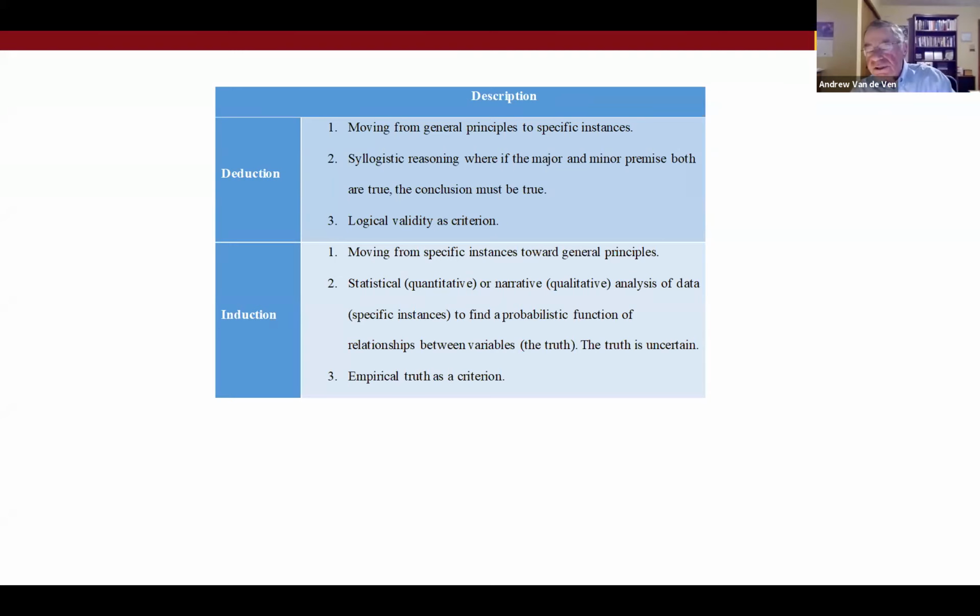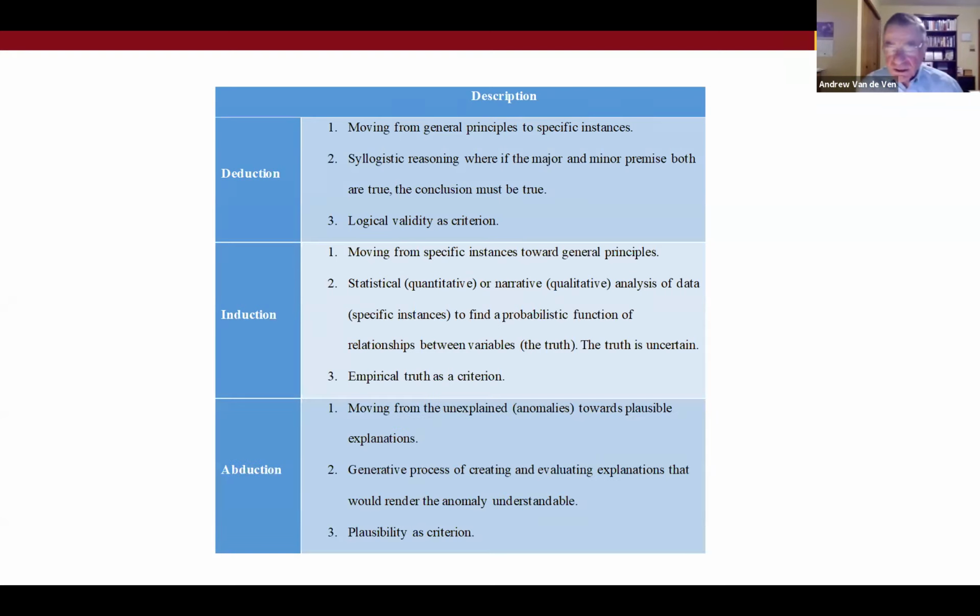Induction works in the reverse. It is ascending the ladder of abstraction, if you will, moving from specific instances to general principles. It uses quantitative or qualitative data as the specific instances to find probabilistic generalities. Empirical truth is the criterion often used. And of course, truth in a philosophical sense is quite different from validity. Logic focuses on validity. Empiricism focuses on truth.